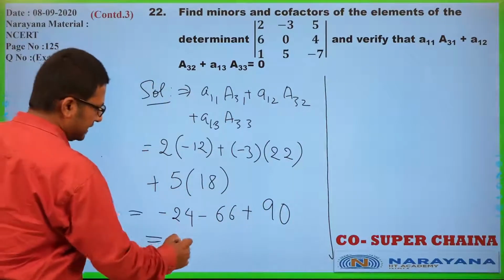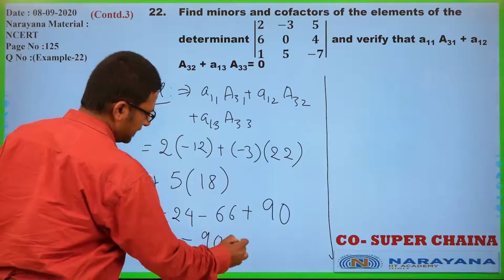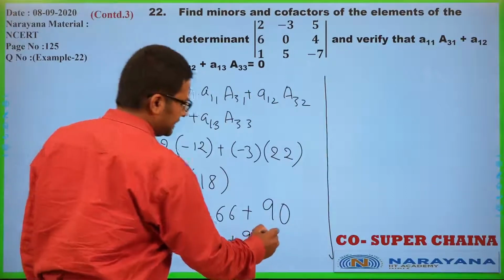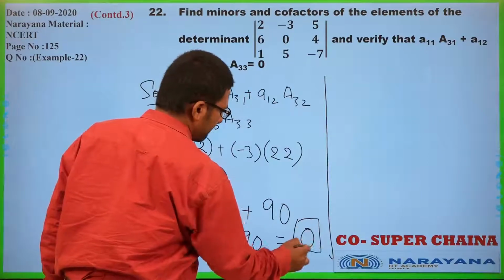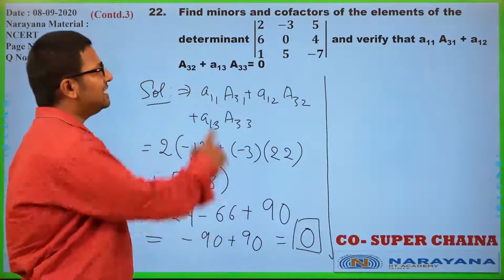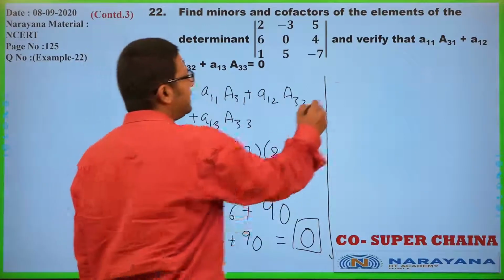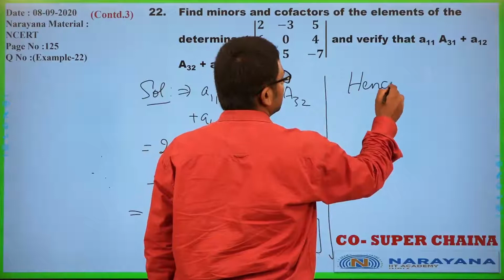You see, this sum is minus 90 plus 90, this is 0, right? Which is exactly what they asked us to verify, right? Hence, verified.